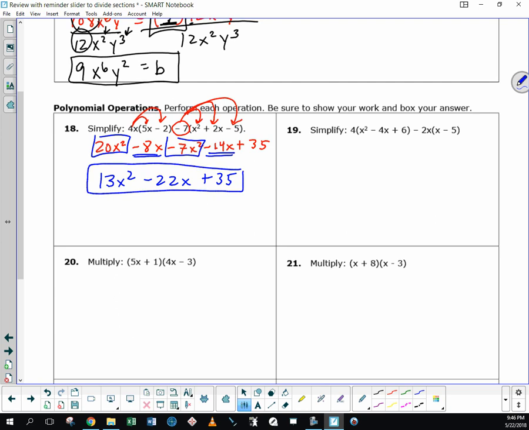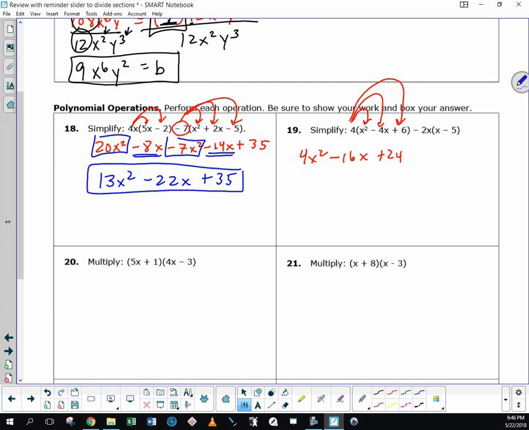Remember, polynomial means more than 2. Oh, excuse me. All right. Now I'm going to distribute the 4 on number 19. I'm simplifying. Oh, let me do this all at one time. So 4 times x is 4x squared. 4 times negative 4x is negative 16x. And 4 times 6 is 24.